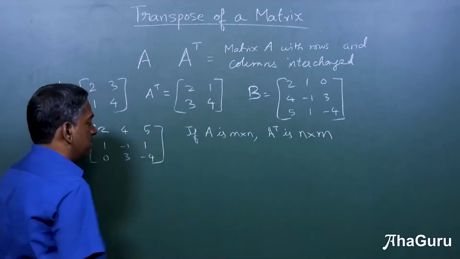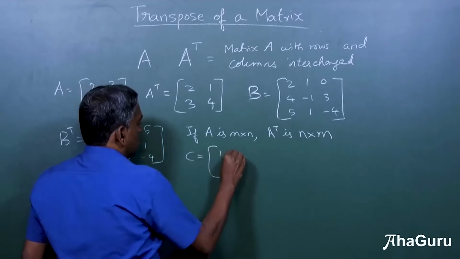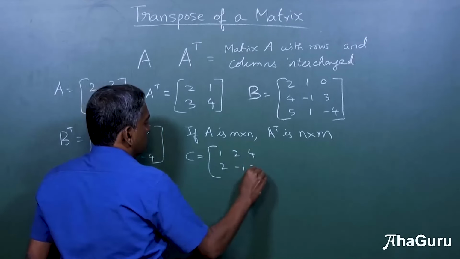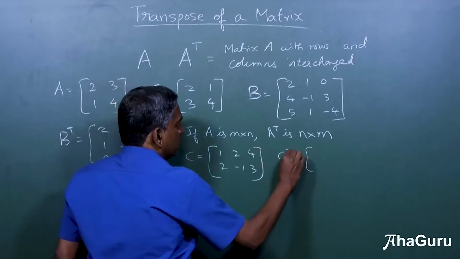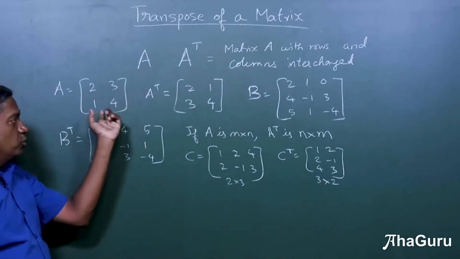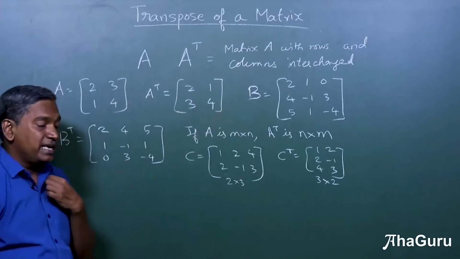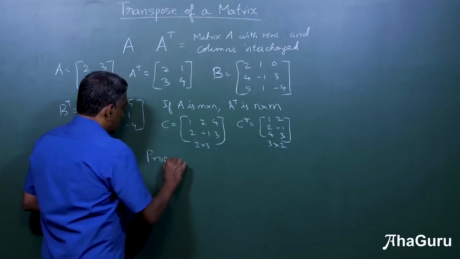I have shown only square matrices, but we can also write, okay, let's say C is 1 2 4, 2 minus 1 3. This is a 2 by 3 matrix. C transpose will have a different order, right? So this is going to be 1 2, and so on. So this is 2 by 3, and this is 3 by 2. Now if A is a square matrix like I've shown here, 2 by 2, etc., then A transpose has the same order.